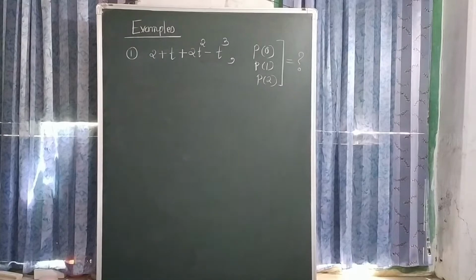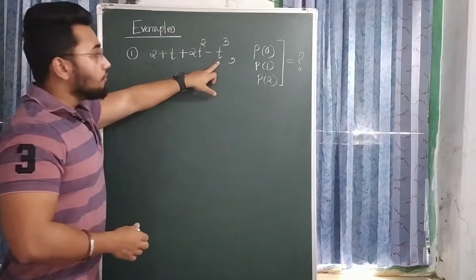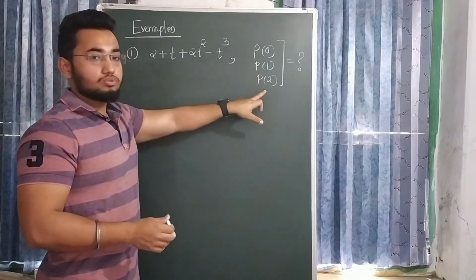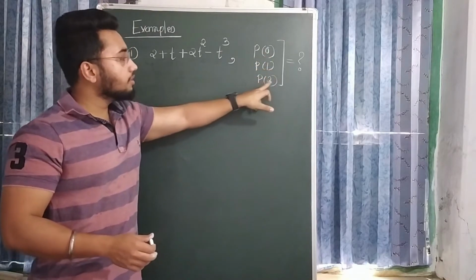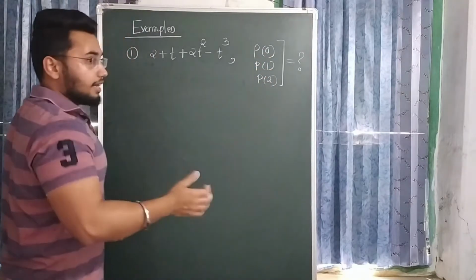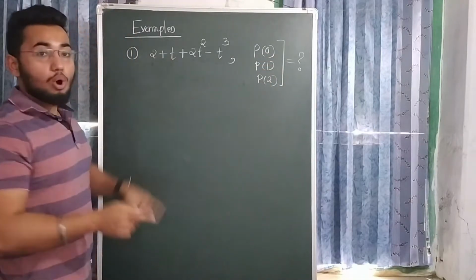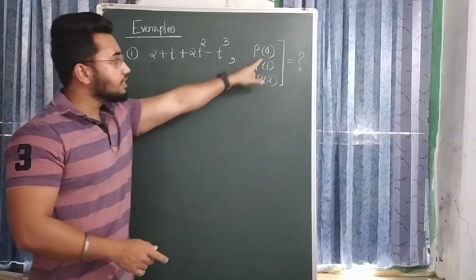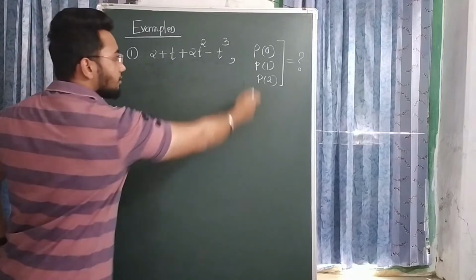Now, in the example session, this is our first example: P(t) is equal to 2 plus t plus 2t square minus t cube, and we have to find these three values: P(0), P(1), and P(2). Here the 0, 1 and 2 represent the value of the variable t. Then you have to put this value in place of the variable t. Okay, so let's start.